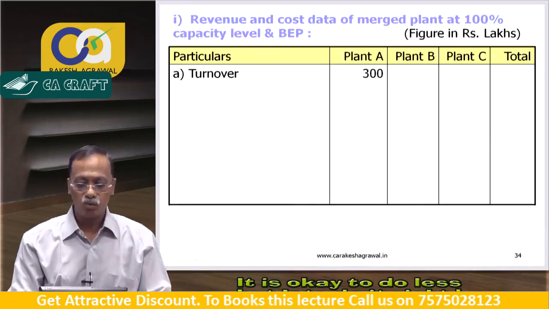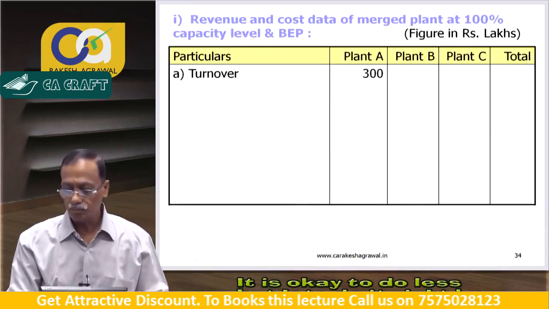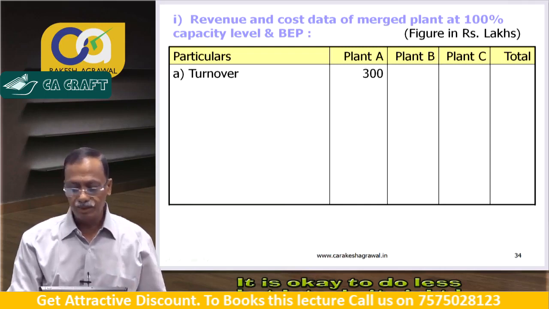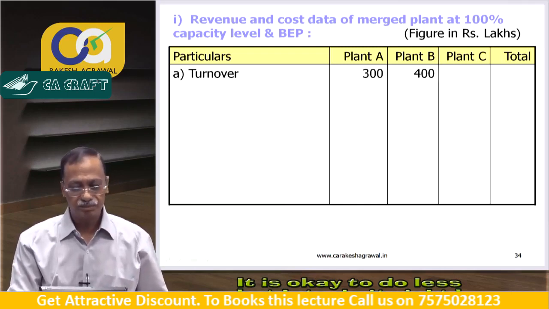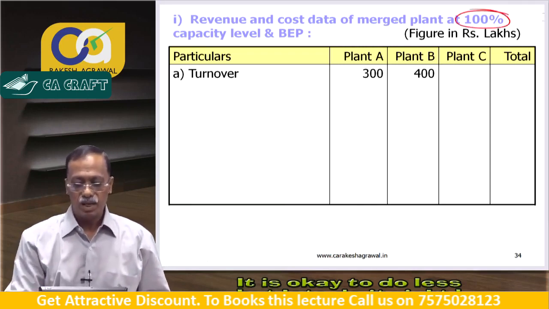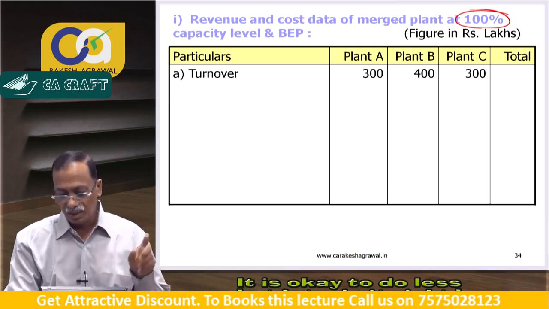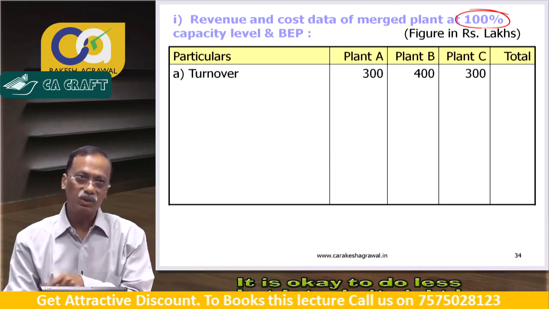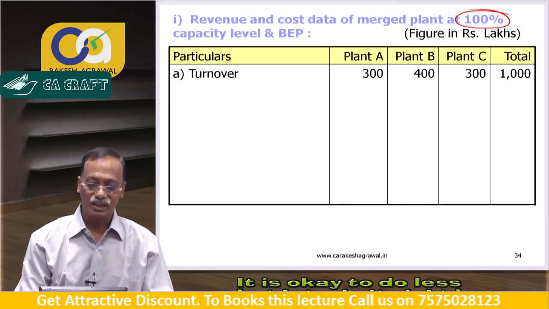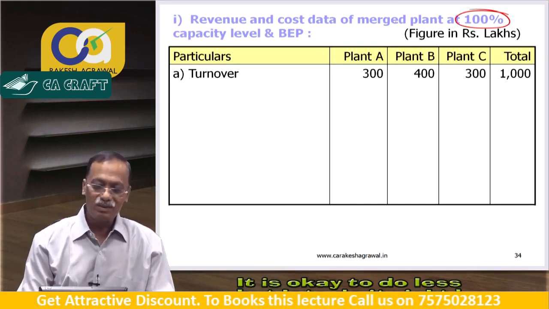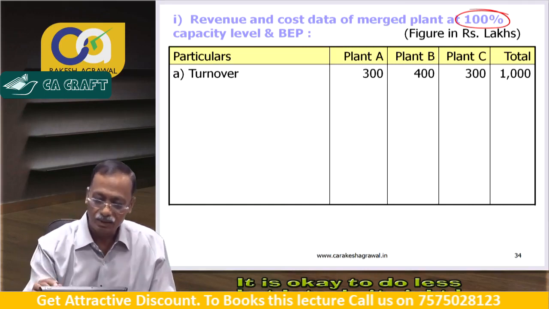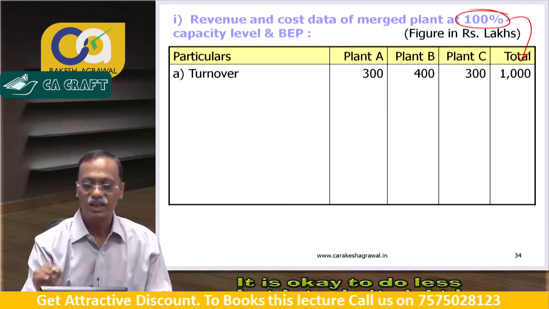So write down turnover 300. For plant B, what you have done? 280 divided by 70% is 400. Please remember, all this data is now at 100%. And plant C will become 300. Now you can take the total. Now the total is logical. Earlier total was illogical. So now the total is 1000 lakhs. It means if you operate the merged plant at 100% capacity, then the turnover would be 1000 lakhs.